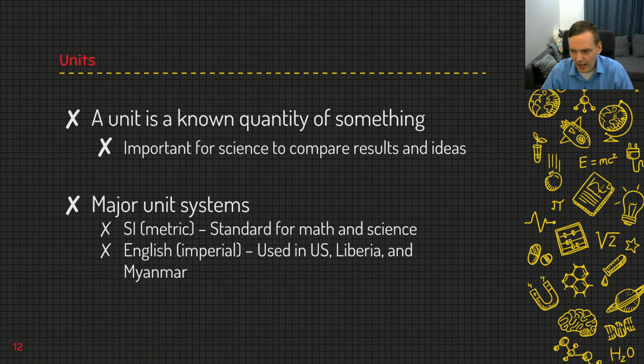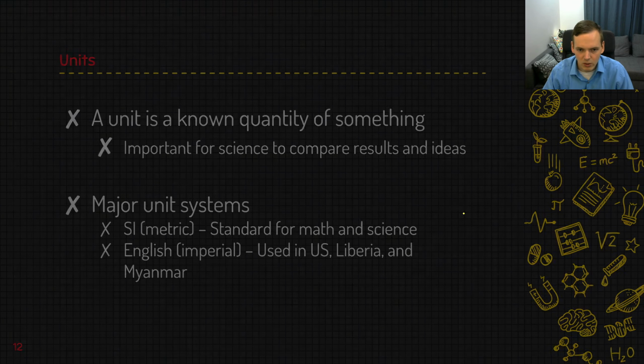So looking at units, we have a couple major unit systems used globally. Well, primarily one with a secondary. So SI, which comes from French, is the shorthand for metric. And this is the standard that we use in math and science. That's all we'll use this year is metric. It's used globally pretty much everywhere, except you can see the English or imperial units are used in the US, Liberia, and Myanmar. So quite a few places, most everywhere, we've standardized to metric.